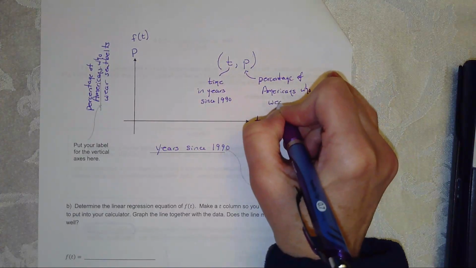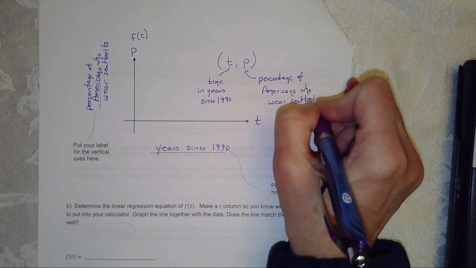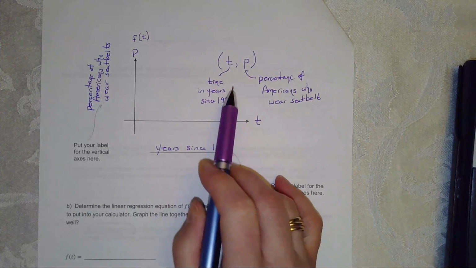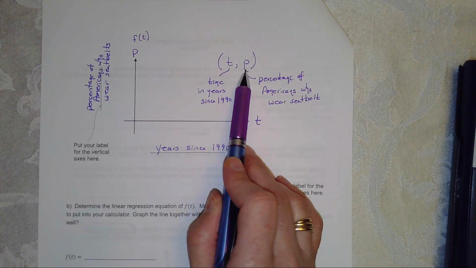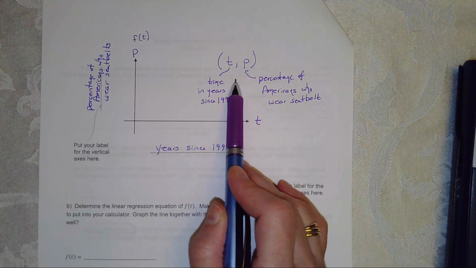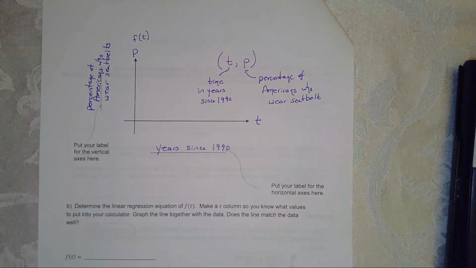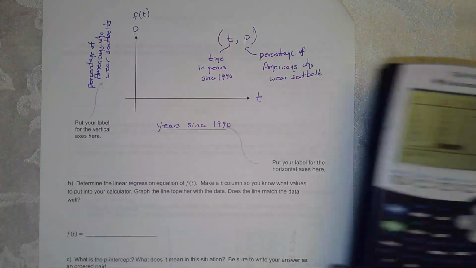So when they ask to interpret an ordered pair, you have to tell what the input and the output mean, right? So there's two parts to every interpretation. All right, so let's turn on our calculator and make a scattered plot.